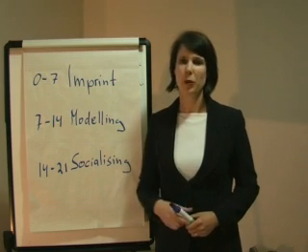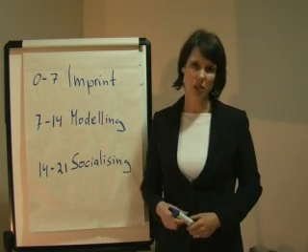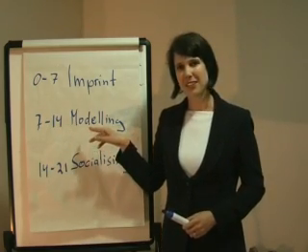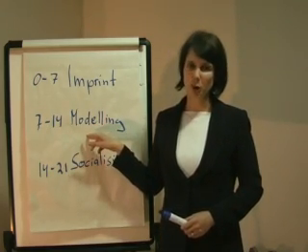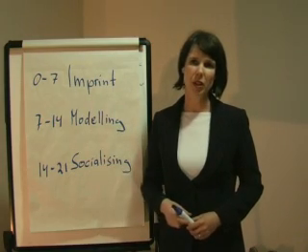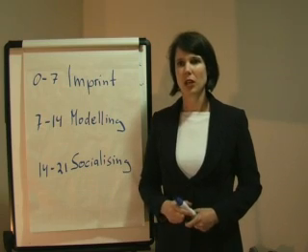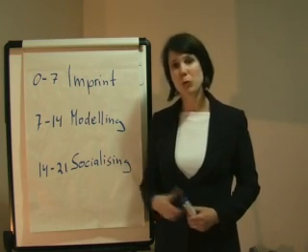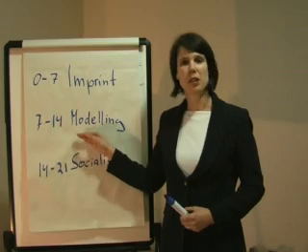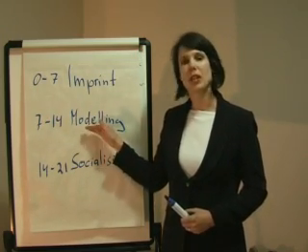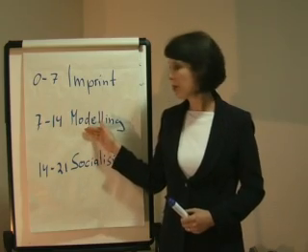Then we have 7 to 14, the modelling period, which is when we're getting a bit more discerning about whose values and beliefs we're taking on and who we're modelling. So a lot of kids at that age start to find their own role models. So that might be family friends or teachers or people in the media, sports people who become their heroes, and they're taking on values from those sort of people.